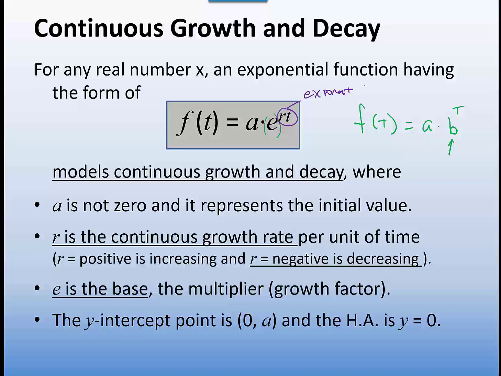Now, A is the same non-zero number. It represents the initial value. If we take the point (0, A), that's our starting point. So (0, A) is our starting point. Just like exponential functions we studied before. But now we're talking about something called continuous growth. A continuous growth rate.